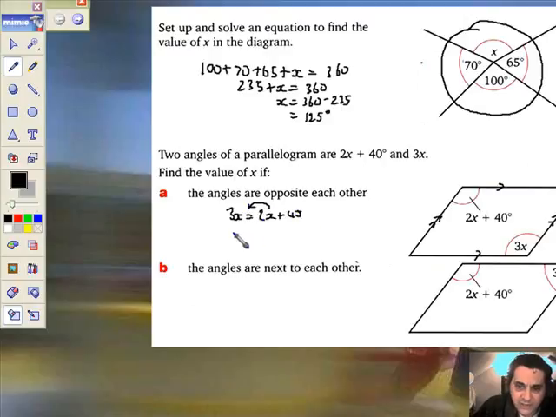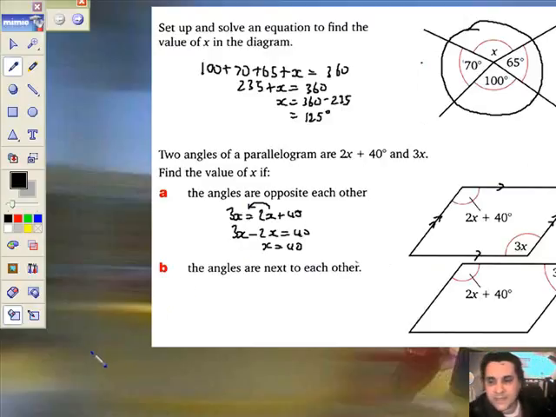Bring the 2x over to the left hand side. We have 3x minus 2x leaves us with 40 degrees. So x is 40. Very simple. Dead easy, isn't it?